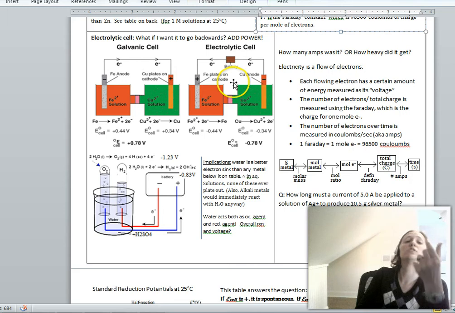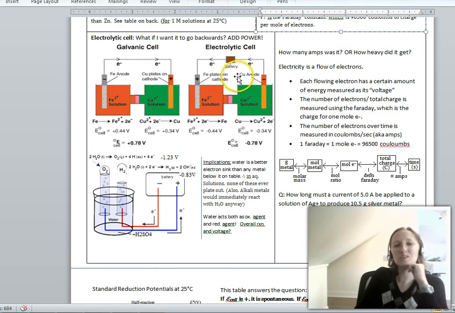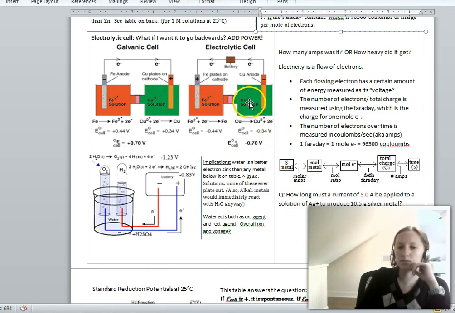So you're going to have to look and read your battery, and if your battery says 0.5 volts, it won't do. If it says 3 volts, then it's quite big enough. It's got excess volts. It'll go. So anything bigger than 0.78, this battery will make this go backwards as an electrolytic cell.